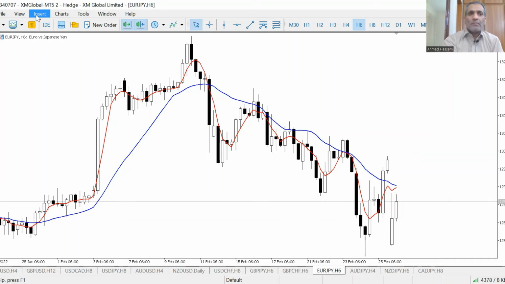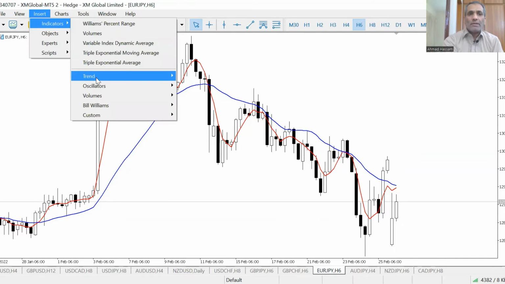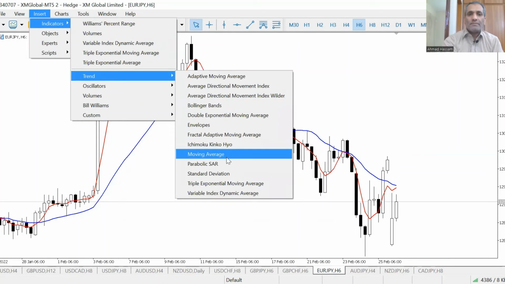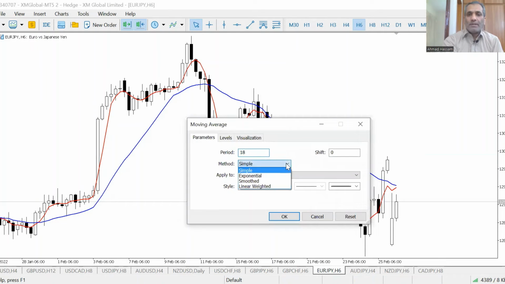There are a number of moving averages on this MT5. We have got simple, exponential, smooth, linear weighted. Simple is just the average of the past prices. For example, if we are using 18 period moving average, then it's just the average of the last 18 prices. Exponential gives more weight to the recent prices. Smooth is also like that. Linear weighted is also that.